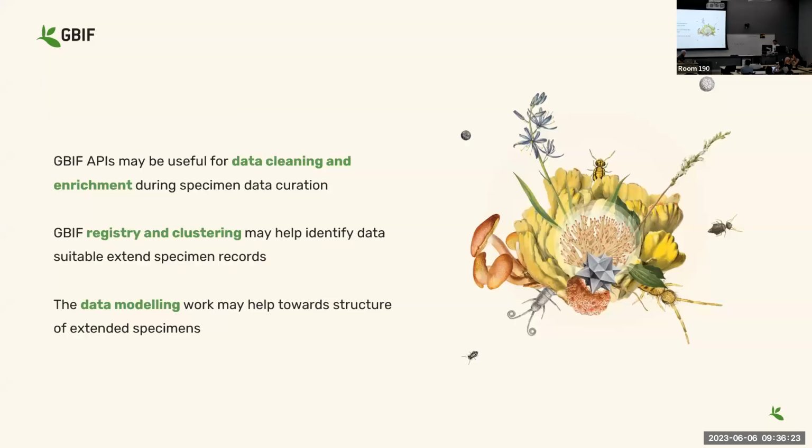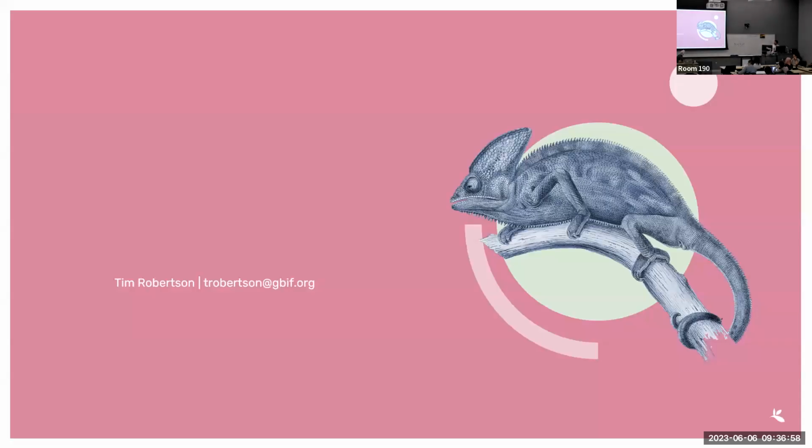So just with that brief introduction, I hope that gives you a background of where GBIF may play a part as we go into these discussions. But just to summarize, the GBIF APIs may be useful for data cleaning and enrichment during specimen curation. The registry and clustering may help identify links between data as we're looking to extend specimen records, and our ongoing work on the data modeling may help towards some of the structure around the extended specimens that we envisage. Looking forward to the discussions. Thank you very, very much.